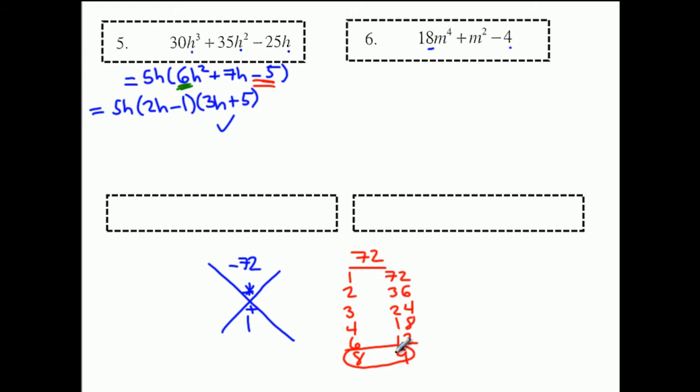So if I chose positive 9 and negative 8, positive 9 minus 8 is positive 1, and negative 8 times positive 9 is negative 72. So those are my two numbers that I write here and here, negative 8 and positive 9. Now I divide by this number in front here, the x squared term. In this case, it's the m to the fourth term.